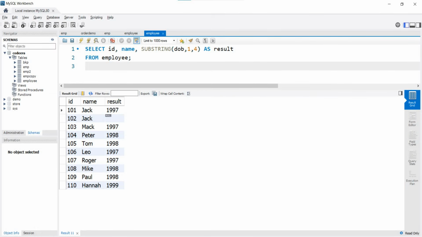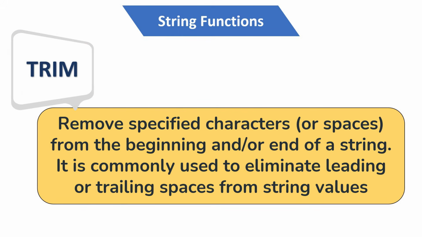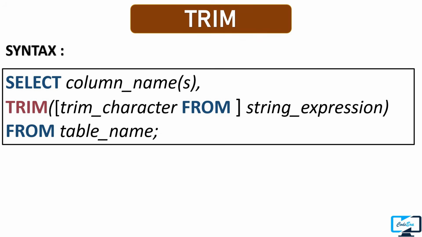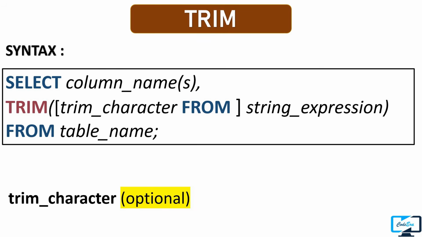Now our next string function is trim. So guys, this function removes the specified character or space from the beginning and the end of a string. And mostly we use this function to remove the leading and trailing space from a string. So this is the syntax to use the trim string function. With this function we have to pass trim character, and then we have to write from keyword, and then we have to pass the string expression. And guys, here trim character is optional.